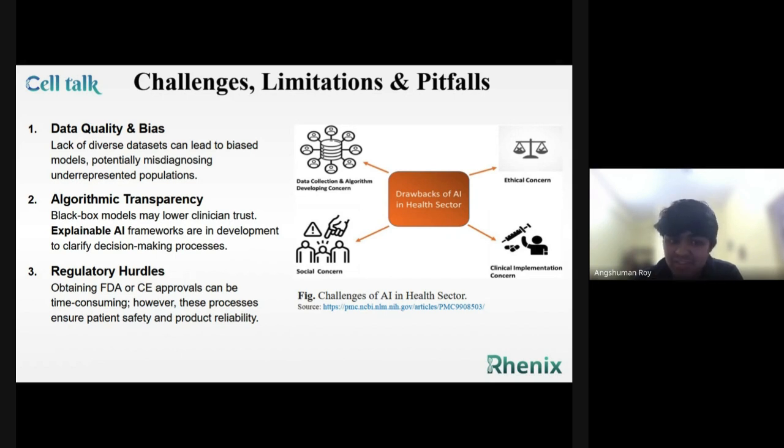The last and definitely a very key factor is regulatory hurdles. Obtaining FDA or CE approvals can be time consuming. However, this process ensures patient safety and product reliability.